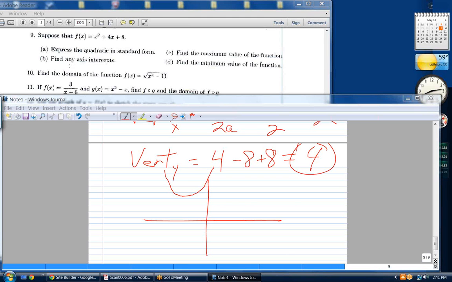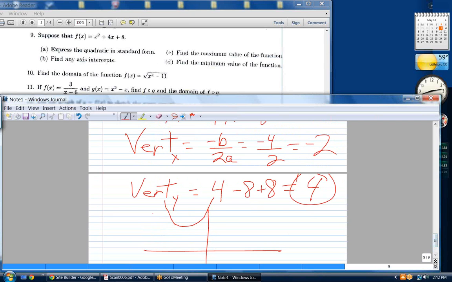Okay, any questions on that problem? Not really. I think I understand it. Okay, I think there's calculus ways to figure out that maximum value, but at this point in pre-calc, the only way I know to get that minimum value is to find out where the vertex is and get both its x and its y coordinates.